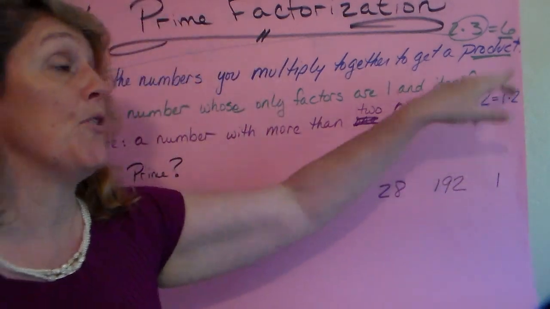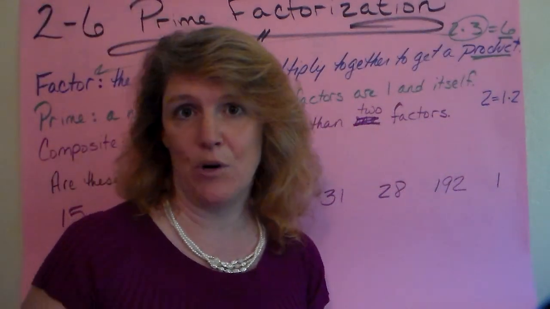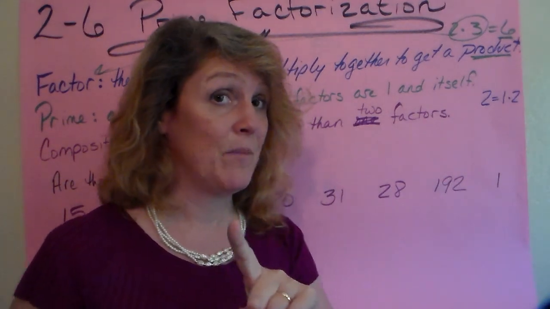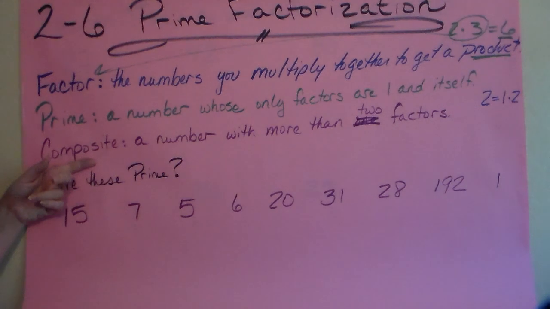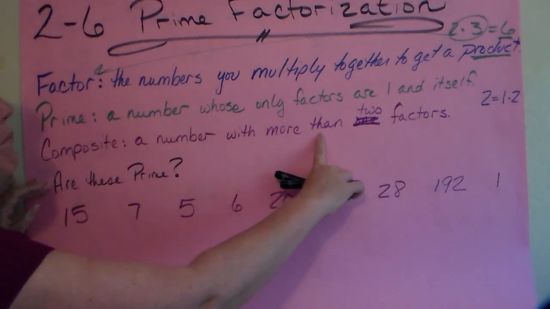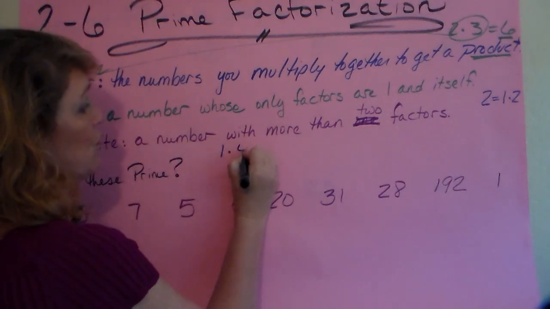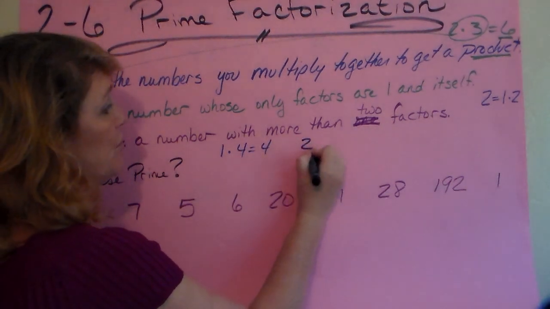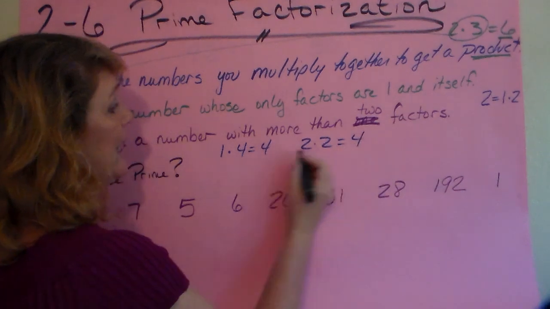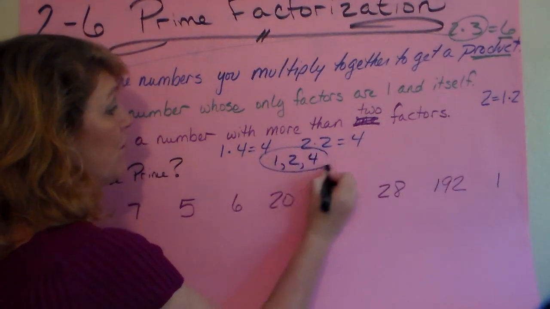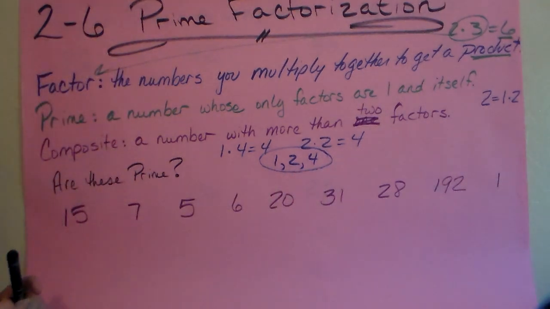So 2 is a prime number, 3 is a prime number, 5 is a prime number. Does that make sense? But 4 isn't. 4 is what we call a composite number. That's a number with more than 2 factors. So for 4, you could do 1 times 4. You can also do 2 times 2. So it has factors of 1 and 2 and 4. These are the factors of 4. So it's a composite number.